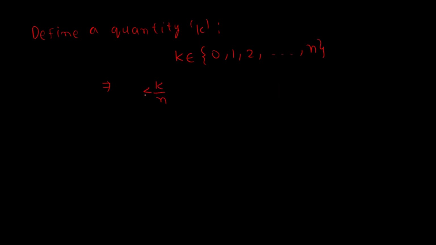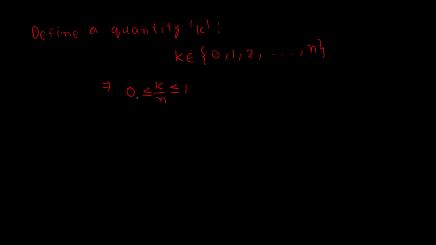And we'll say define a quantity k such that k belongs to 0, 1, 2, so on till small n. This will imply that k by n will always be greater than or equal to 0 and less than or equal to 1. When k equal to 0, the equality holds true on the left hand side. When k is equal to n, the equality will hold true on the right hand side.